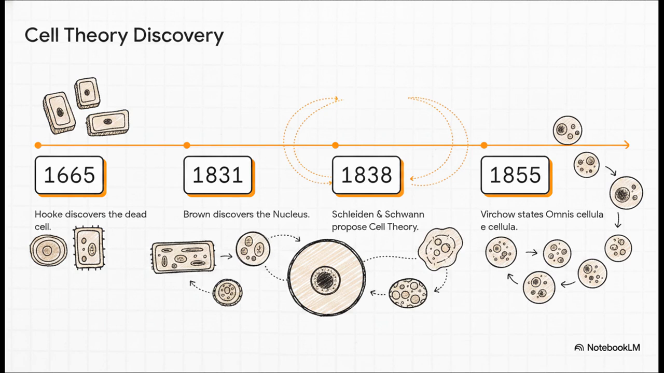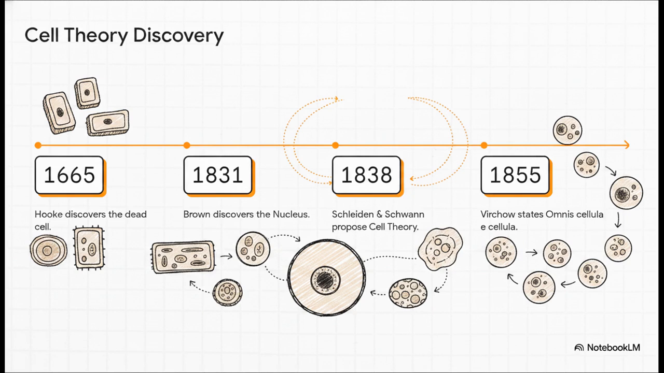Moving right along to Section 2, the cell theory, a historical journey of discovery. So let's walk through this timeline because it's actually super fascinating. Back in 1665, Robert Hooke first discovered the dead cell by looking at a piece of corkwood. Then, decades later, in 1831, Robert Brown discovered the nucleus, which is essentially the brain of the cell. But things really heated up in 1838 and 1839 when a botanist, Schleiden, and a zoologist, Schwann, teamed up to propose the original cell theory.